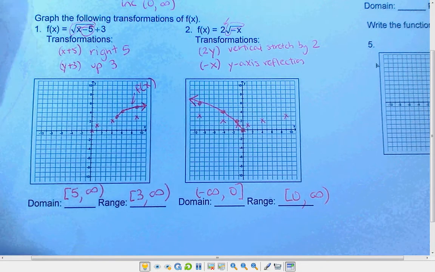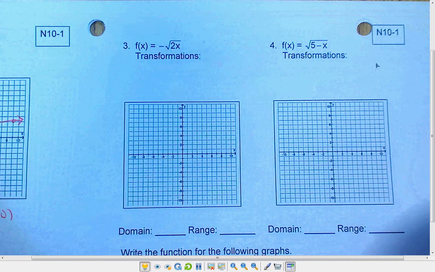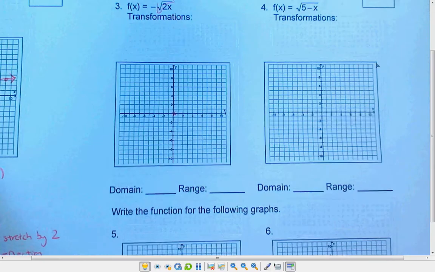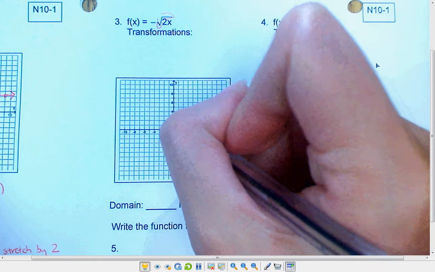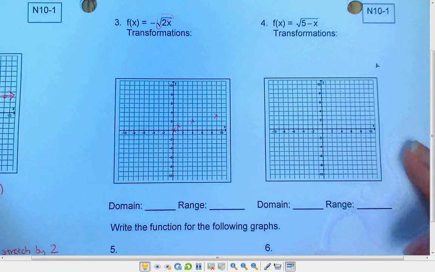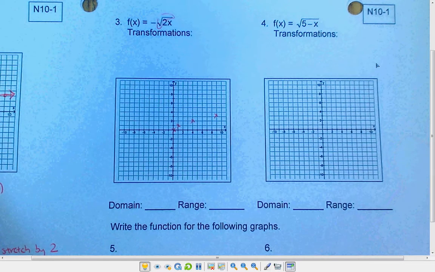Okay, let's move on to number 3. So for number 3, again, the square root tells us our parent function is (0, 0), (1, 1), (4, 2), (9, 3). So this is my starting point. And let's look at the two transformations that are happening here.